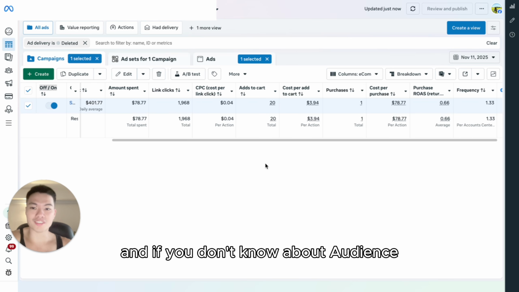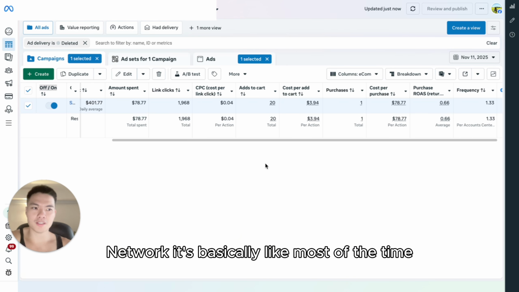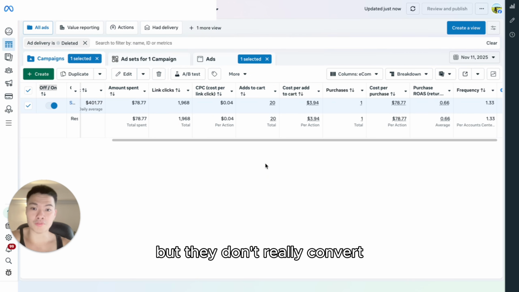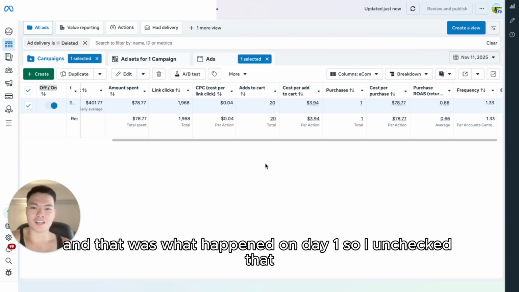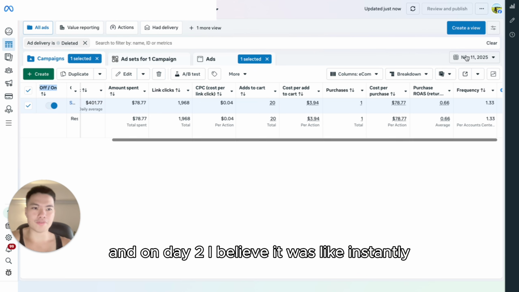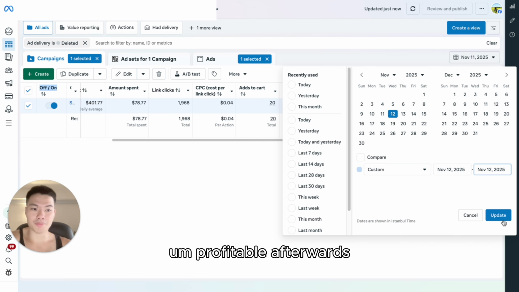If you don't know about Audience Network, most of the time you're going to get a lot of junk traffic, really cheap cost per click, but they don't really convert. And that was what happened on day 1. So I unchecked that and let it run again. And on day 2, I believe it was instantly profitable afterwards.